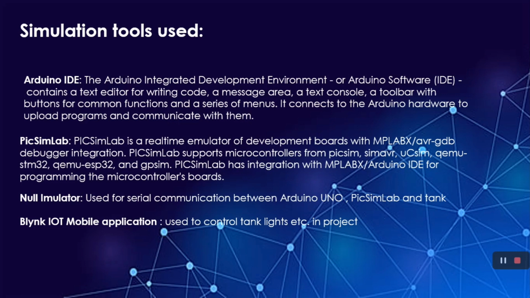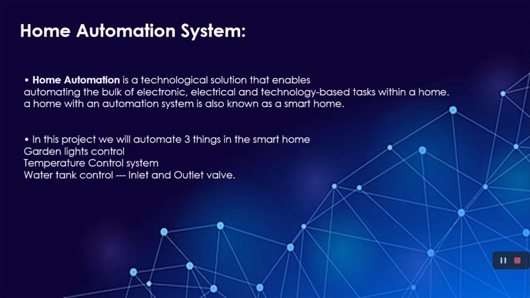Let's turn to our project, that is the home automation system. Home automation system is a technology solution that enables automating the bulk of electronic, electrical and technology based tasks within a home. A home with an automation system is known as a smart home. In this project, we are making a normal home a smart home and operating the lights, tanks and all these things using a mobile app.